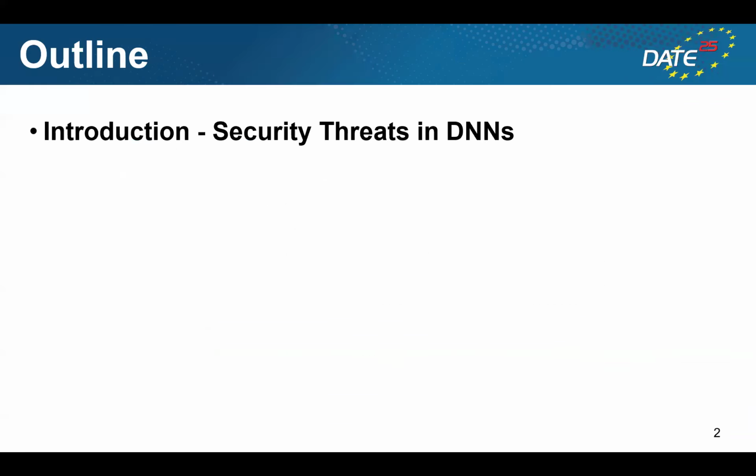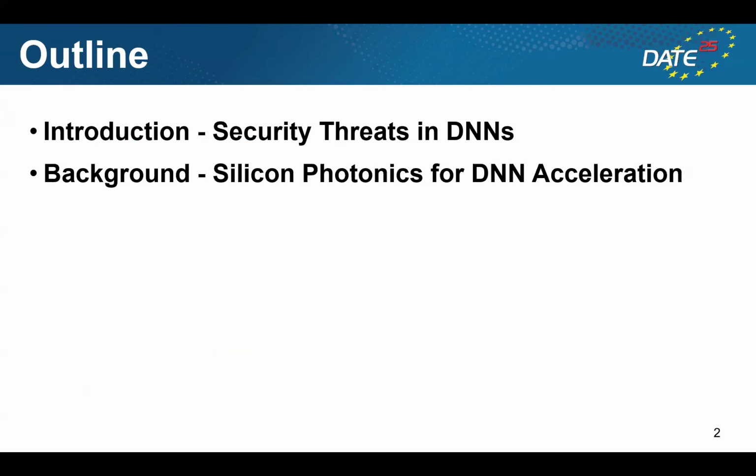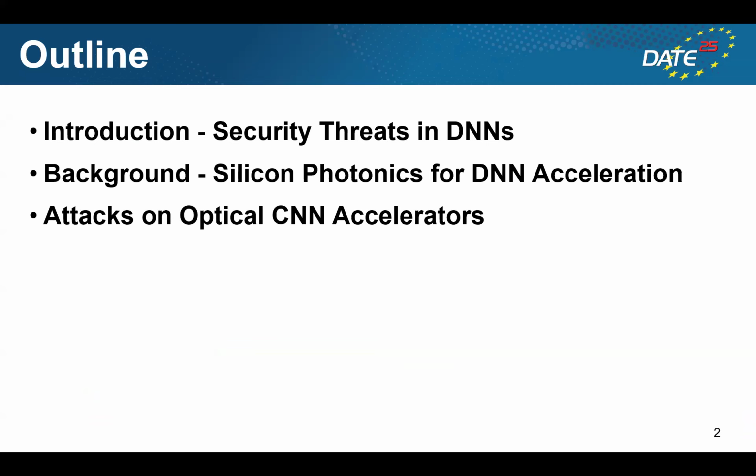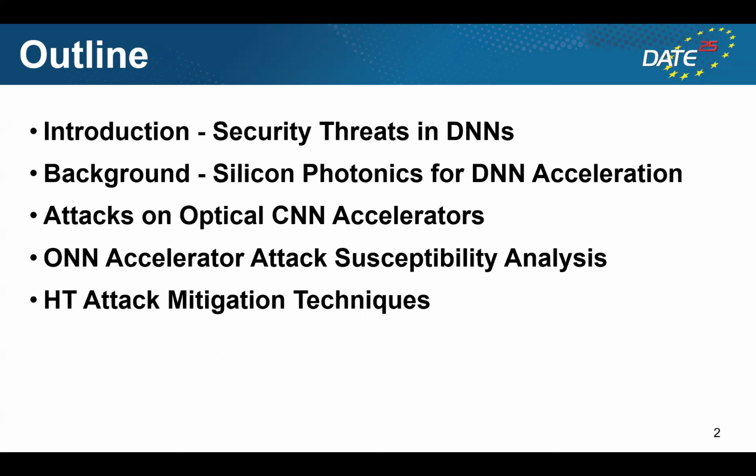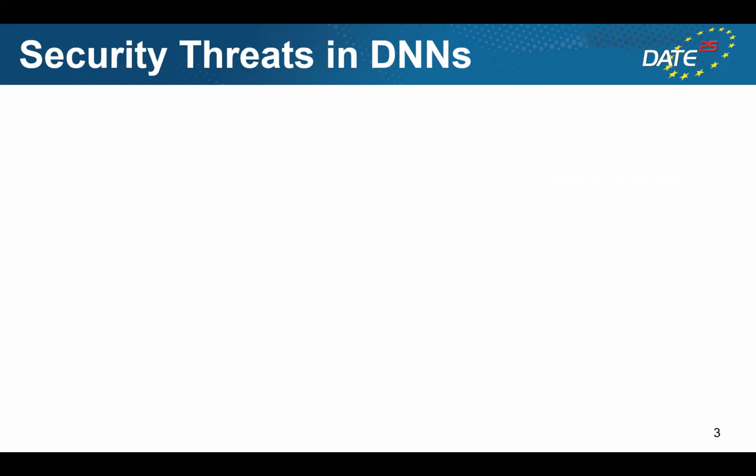So starting off with the outline, I'll first present an introduction on security threats in deep neural networks. I'll then give a quick background on silicon photonics for deep neural network acceleration, followed by a discussion on the attacks on optical CNN accelerators that can happen. Then I'll present the optical neural network accelerator attack susceptibility analysis that we conducted and the hardware Trojan attack mitigation techniques we propose in this work. And finally, I will end with some concluding remarks.